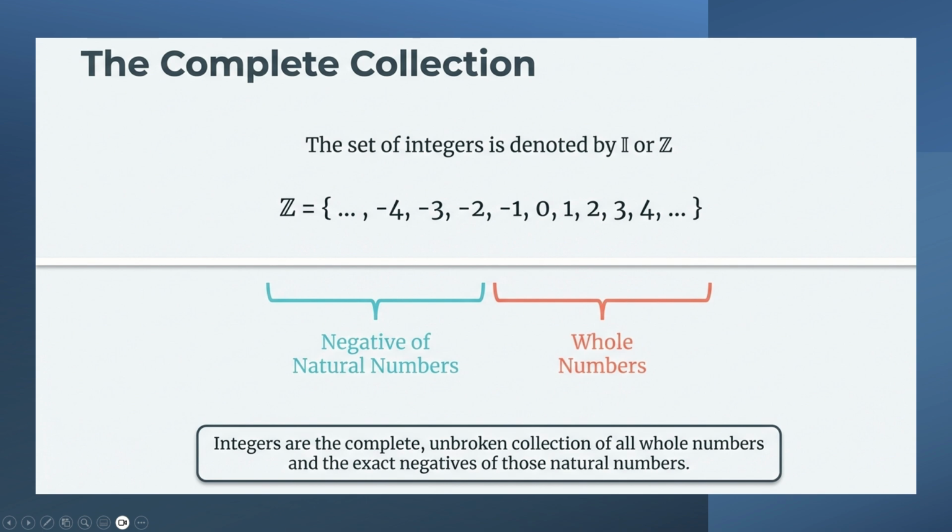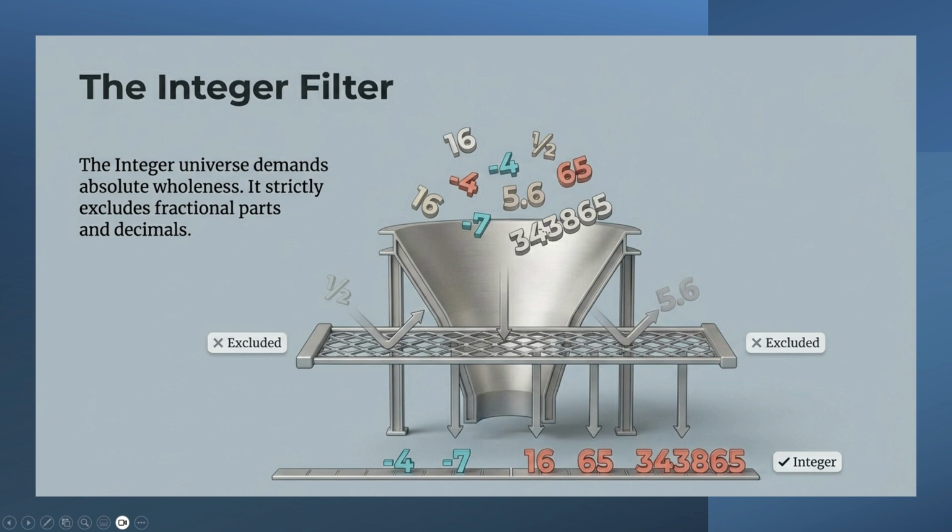I think you can see that very clearly here. Now, let's know about the integer filter. The integer universe demands absolute wholeness. It strictly excludes fractional parts and decimals. Means in integers we cannot include fractions, for example 1 by 2, 2 by 2, 3 by 2, any fraction, and we will be excluding decimals also. Only the numbers in whole number form or the negatives of natural numbers.